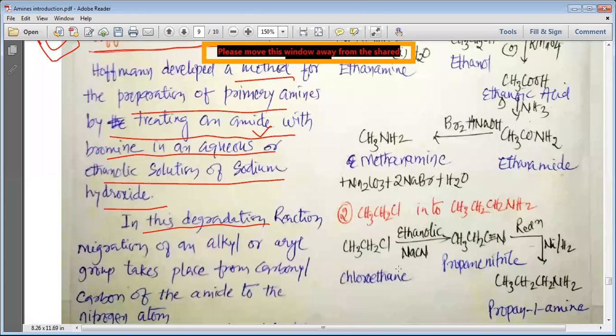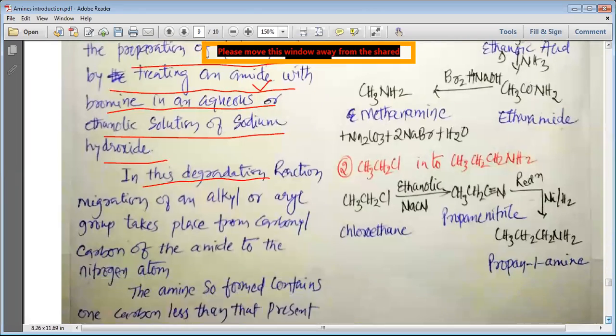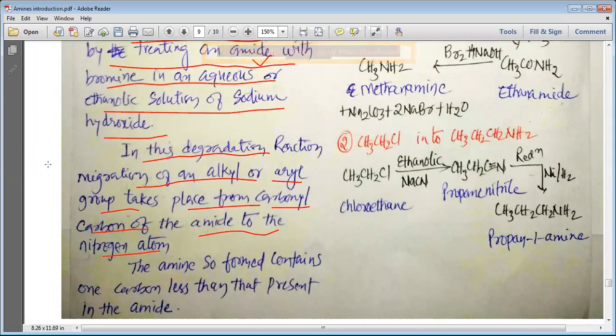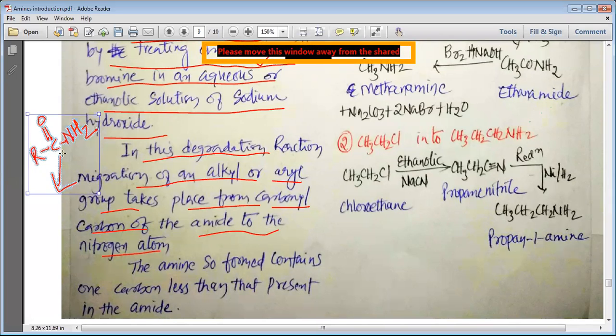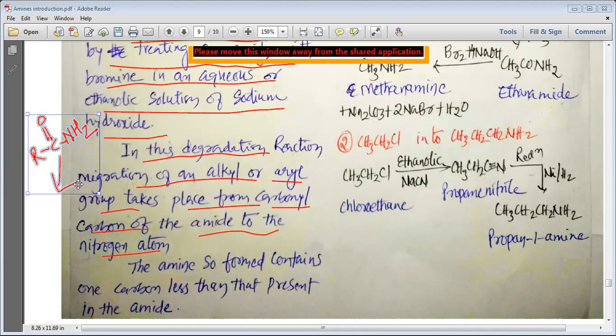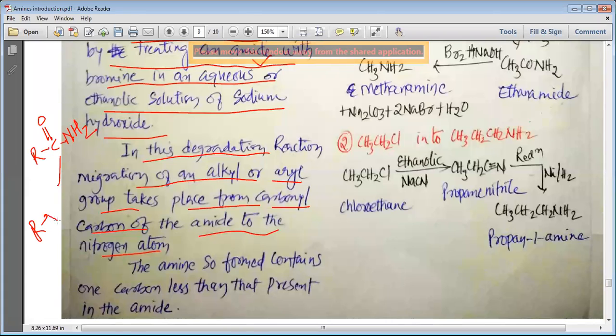In this degradation reaction, migration of an alkyl or aryl group takes place from the carbonyl carbon of the amide to the nitrogen atom. See, if you have RC double bond O NH2, after this Hoffmann bromamide reaction, this R directly gets bonded to the nitrogen, my dear students. So R gets bonded to the nitrogen, and we get finally the product as RNH2.